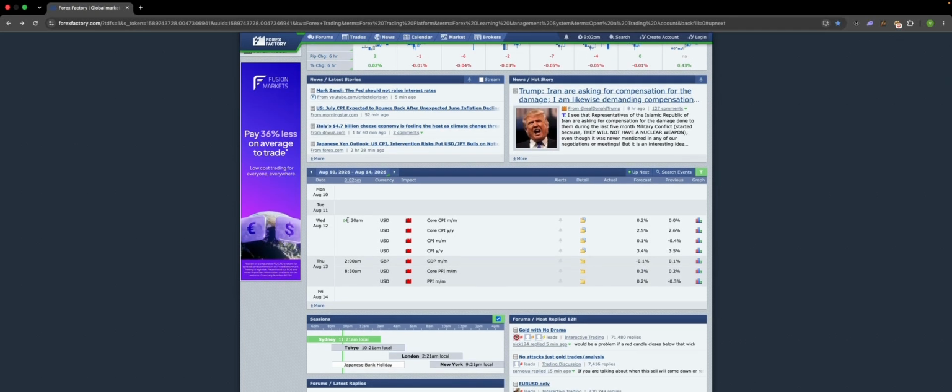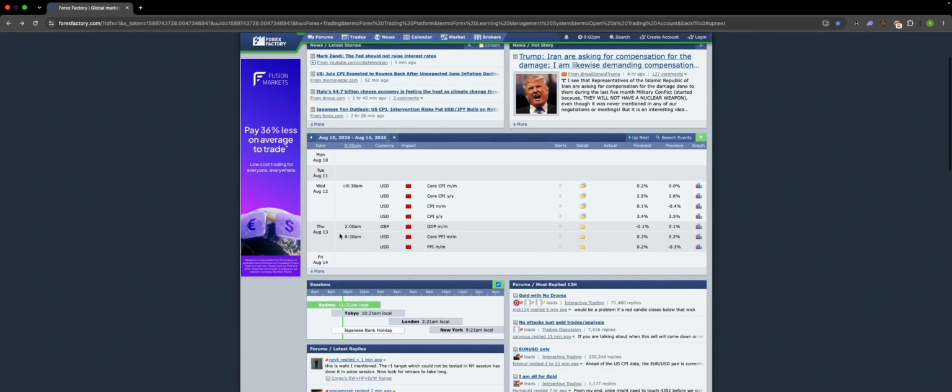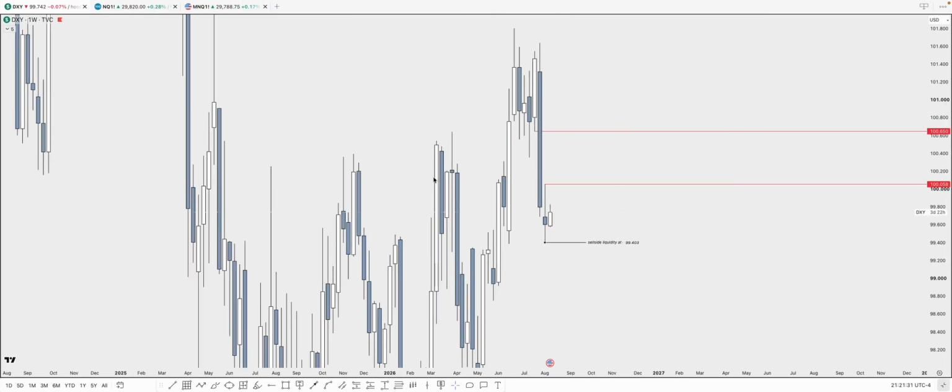On Wednesday, the focus is on New York post CPI release. And on Thursday, I'll be looking to take a trade during London session alongside taking a trade during New York session. I won't be looking at the charts on Friday. Let's just dive right in right now.